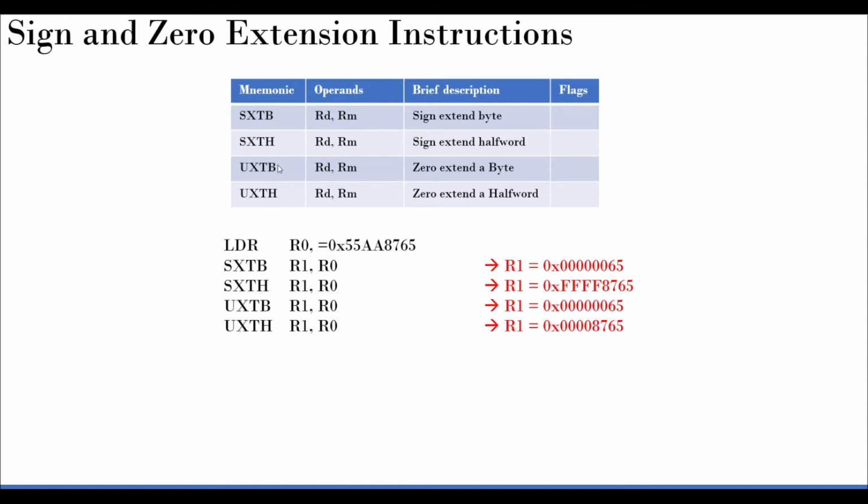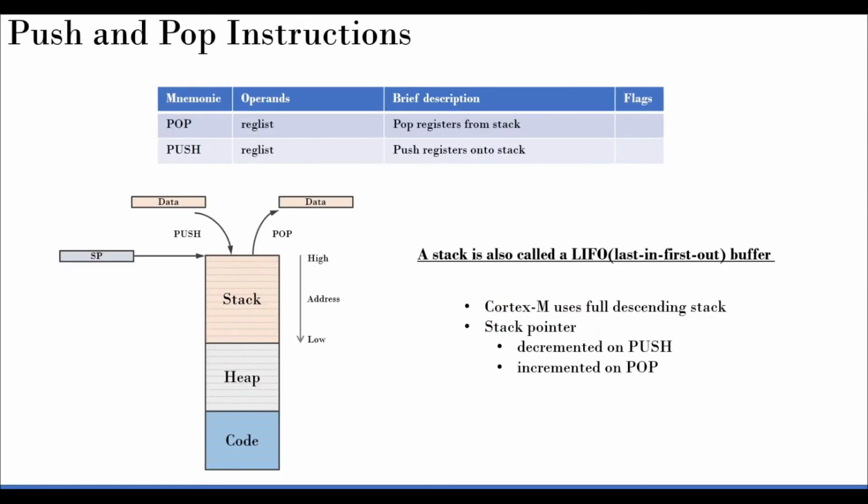Similarly, unsigned extensions are also possible, which is the same as this. So UXTB means the byte will be kept and the remaining will be all 0. UXTH, H is half word, that means the 16 bits of 8765 will be preserved, and the remaining will be extended with zeros because it's unsigned. I don't need to actually show this, I think it's quite straightforward, you can try it out.